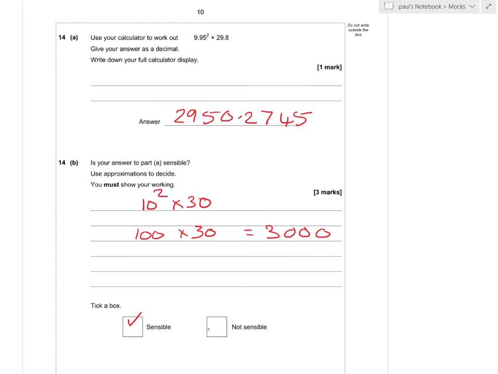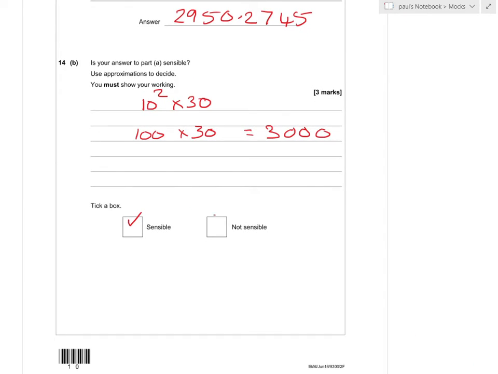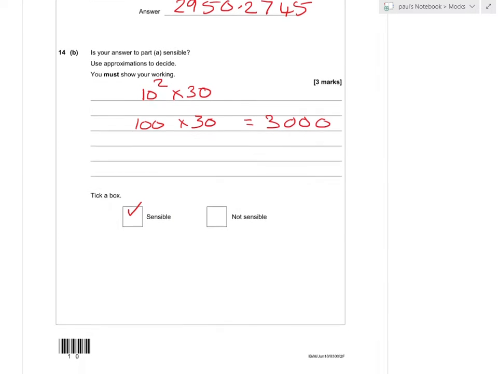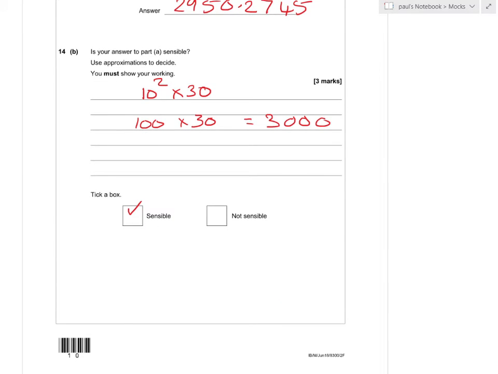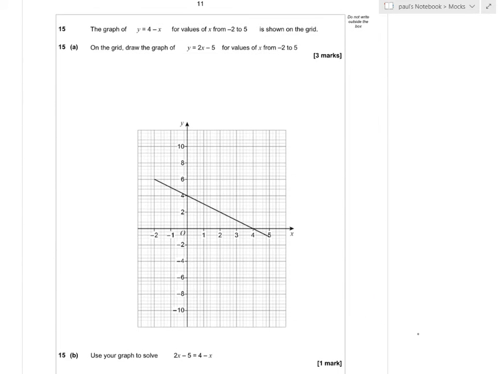Is anybody going to put not sensible? I really don't think so. Because if it isn't sensible, you don't know, do you? Because you don't know it's wrong. You actually get a point for ticking sensible. That's the best point you're ever going to get in a GCSE.